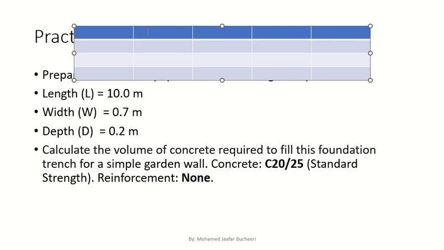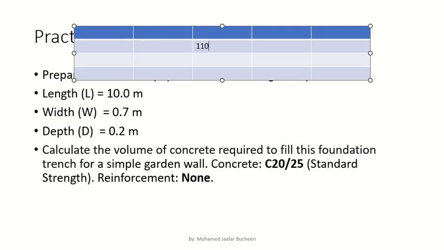Calculate the volume of concrete to fill in this foundation trench. So it's only 1. It did not say otherwise, so I can write 1 here. I can leave it empty. It means the same thing. Then what should I write here? The dimensions. L is 10 meters.